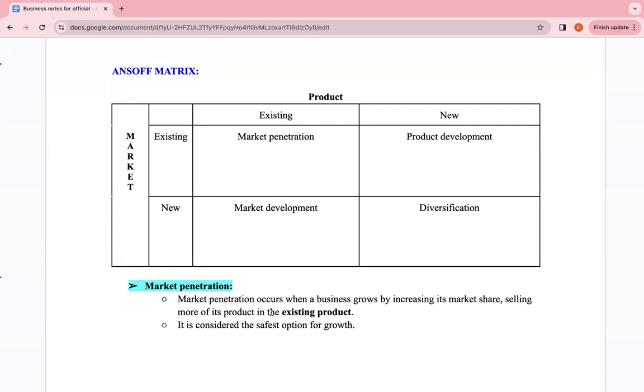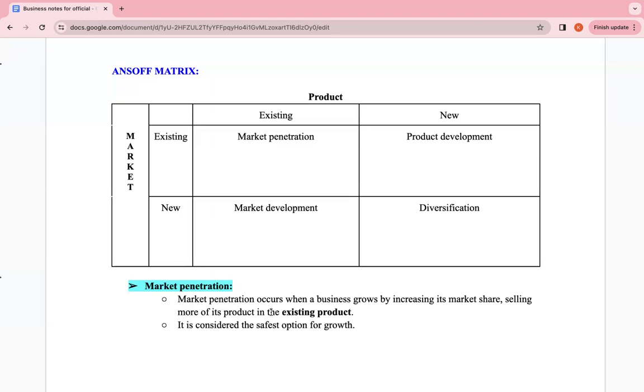And then if you're doing a new product in the same market. So your business is in a certain market. You decide to expand your product line. You make a new product, that's called product development. But if you're doing a new product under a new market, you're doing diversification. And remember, diversification is by far the riskiest strategy.